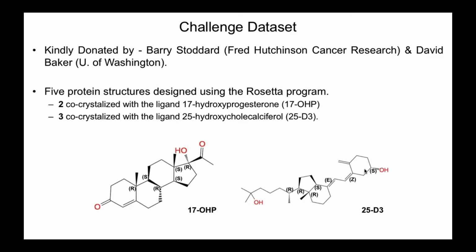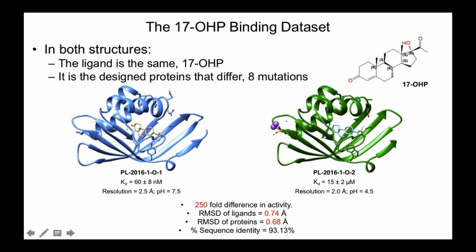So our data set was kindly provided by Barry Stoddard and David Baker, and it consists of two sub-data sets of 5 protein structures that were designed using the Rosetta program, as shown in the previous presentation. 2 of these proteins were co-crystallized with the 17-hydroxy progesterone that we call 17-OHP, and 3 of these proteins were co-crystallized with the ligand 25-hydroxy cholecalciferol, abbreviated as 25D3.